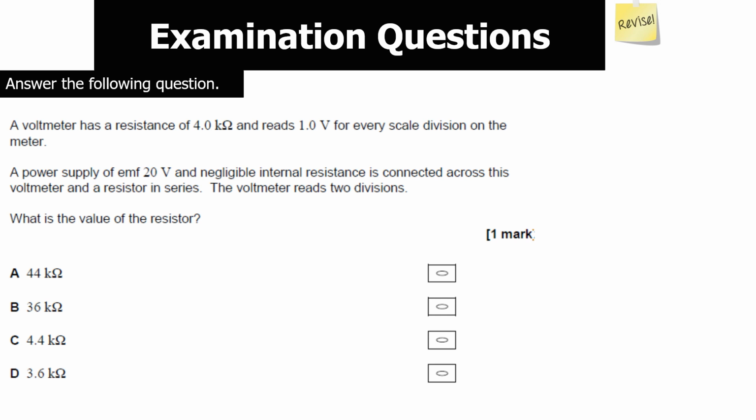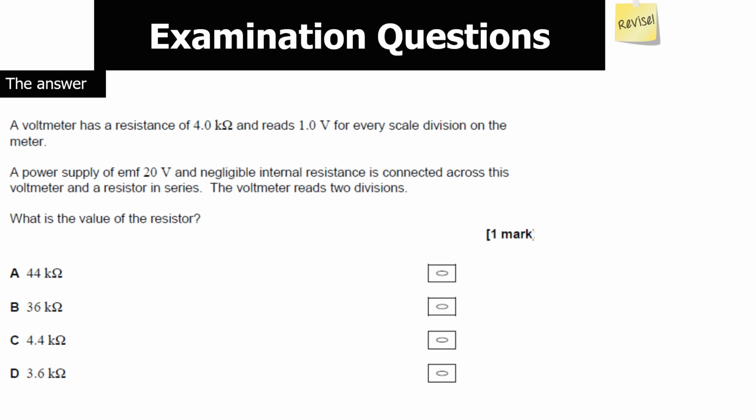The next question says, a voltmeter has a resistance of 4 kilo ohms and reads 1 volt for every scale division on the meter. A power supply of EMF 20 volts and negligible internal resistance is connected across the voltmeter and a resistor in series. The voltmeter reads 2 divisions. What is the value of the resistor? So pause the video now, then unpause the video when you want to go through your answer.